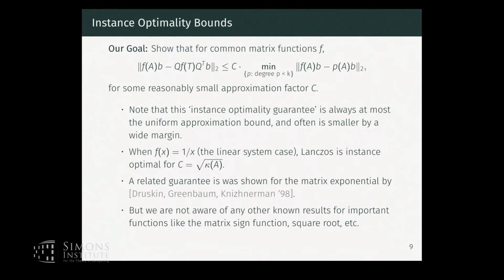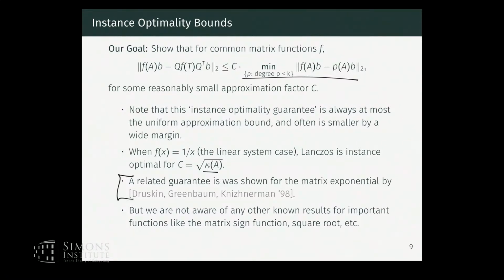Now, in the linear system case, people might already know that CG outputs something that is optimal, just not in the 2 norm, but actually in the A norm, the energy norm. So if you convert it to the 2 norm, this is known to hold for f of x being 1 over x, where C is the square root of the condition number. Or it holds for C equals 1 in the A norm, which is how people usually think about it.